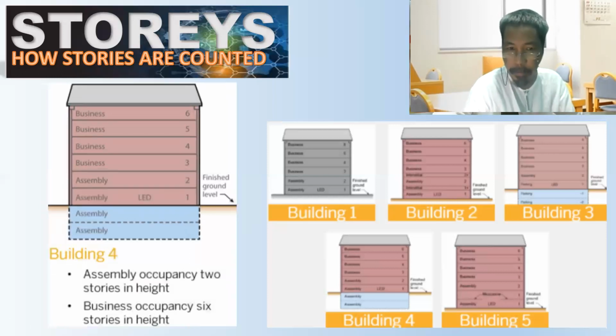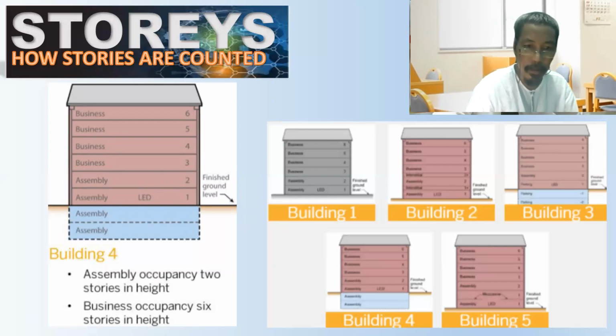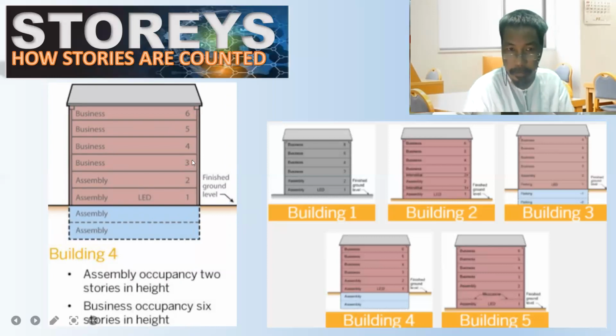What about building number 4? So take a look at the picture first. We have finished ground level here. We have an identified level of exit discharge. We have 2 assembly floors underground. And we have 2 assembly floors, first floor, second floor, and business floors 3, 4, 5, and 6.